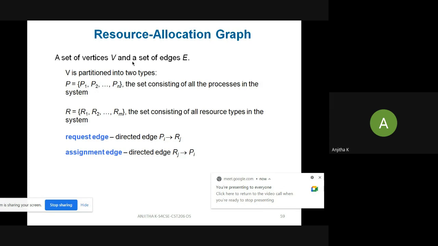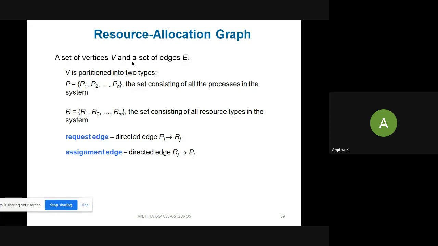So what are the vertices here? Vertices means it is a set of all processes. Okay, set of all processes in the system. That is, if there are n number of processes, then those are considered as the vertices. And what are the edges in the graph? Okay, edges means there are two types of edges. Okay, so before that, vertices will be processes as well as resources.